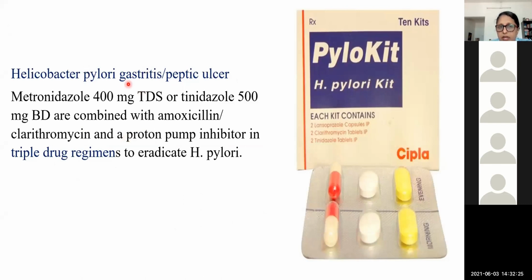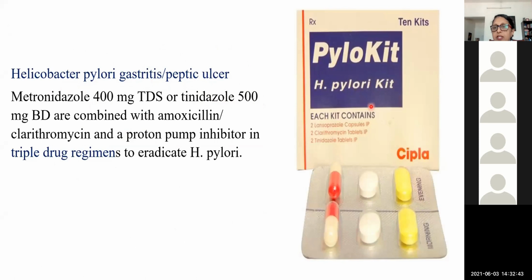Then one more condition where metronidazole is used is Helicobacter, the peptic ulcer. In peptic ulcer, one of the bacteria we have found out, H. pylori, is one agent that is responsible for the peptic ulcer. So for this also we are giving metronidazole. Another related drug is tinidazole.